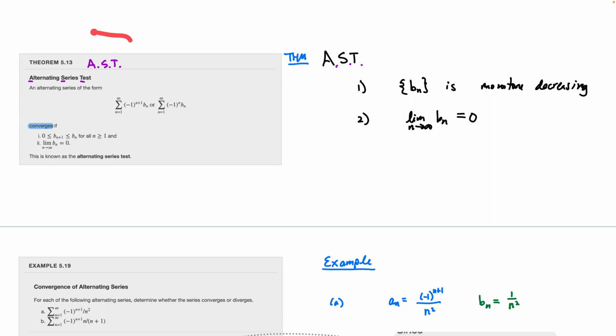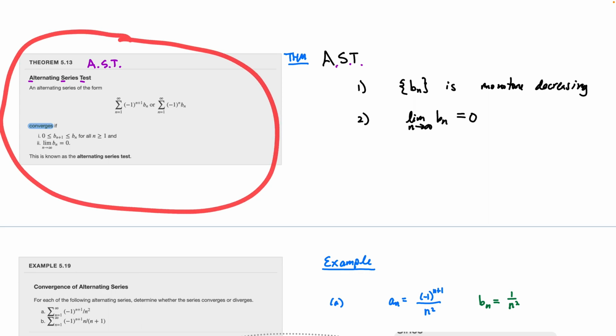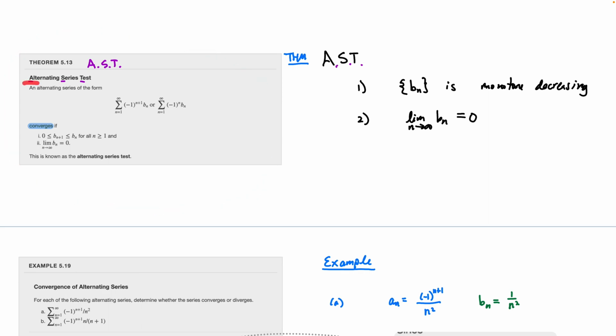Here is the statement of the alternating series test, AST. It applies to any series which is an alternating series, this one or that one. AST provides us a condition for the alternating series, this one or that one, to converge. What do we need? We need two conditions. Here are the two conditions copied over.